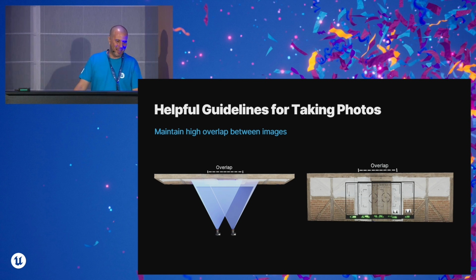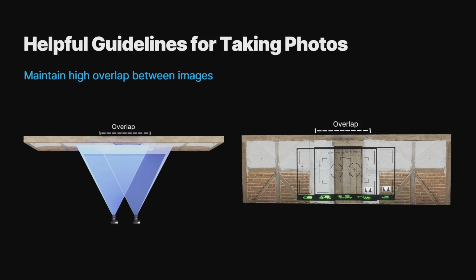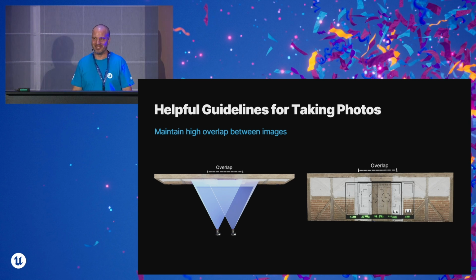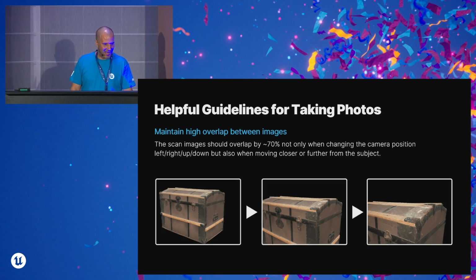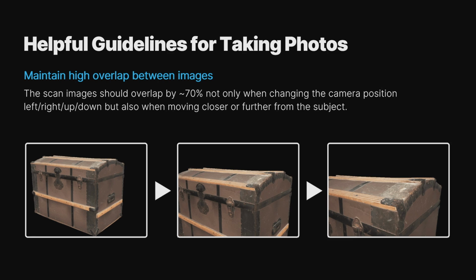Next one, maintain high overlap between images. Again, I know I'm banging this point home, but last time I did a talk like this, we did a bit of photogrammetry afterwards, and loads of people were not maintaining a high overlap between images. So I'm just going to keep repeating it. 70% is a good target.